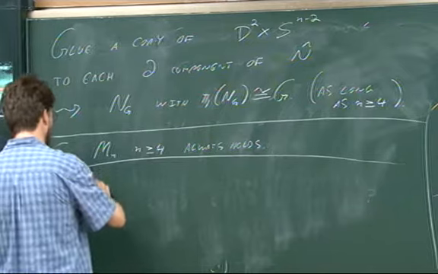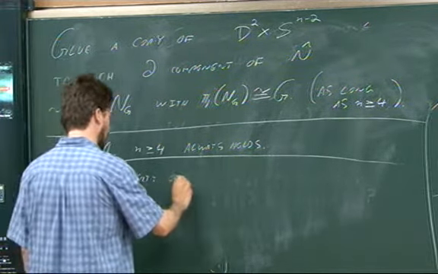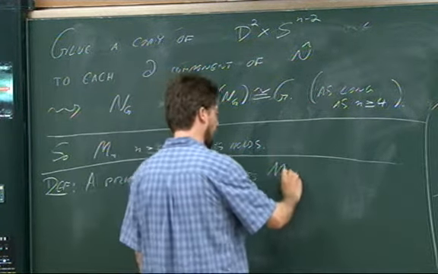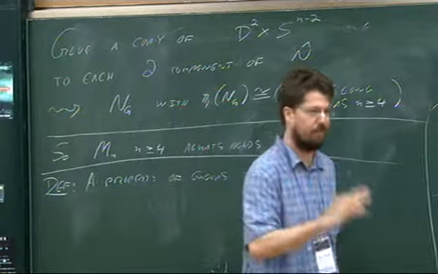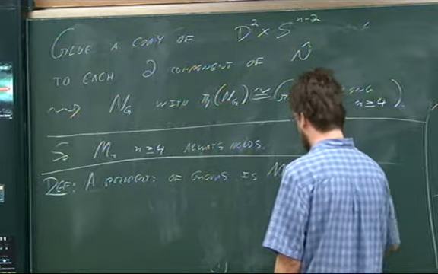So a property of groups is Markov. By the way, nothing I've told you yet is new. I'll tell you when I tell you anything new. This is all classical stuff.